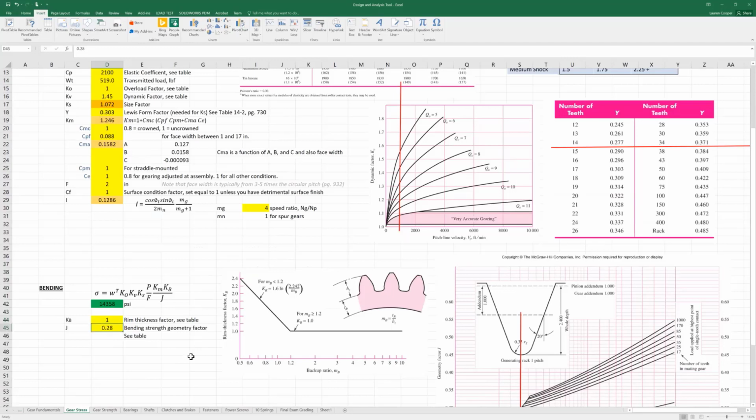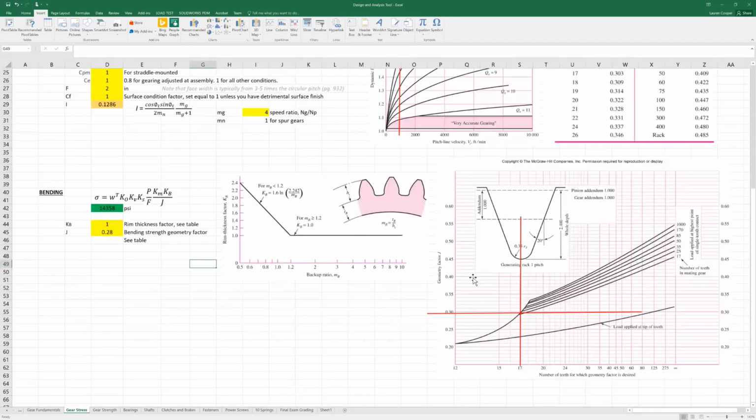And then J, bending strength geometry factor, see table. So this is again where these little lines, these movable lines, are really helpful. So you line up the number of teeth for which the geometry factor is desired. So that would be the gear that you're trying to calculate the stress for. And then the number of teeth of the mating gear. So I'll let you do this for the concept check. This is not the correct value for the concept check. I just threw it in there.